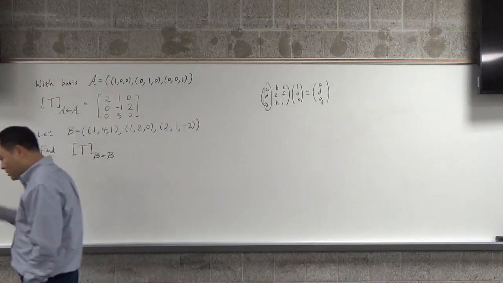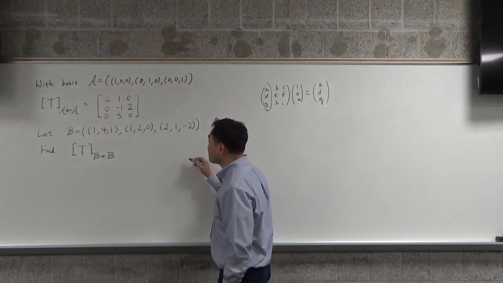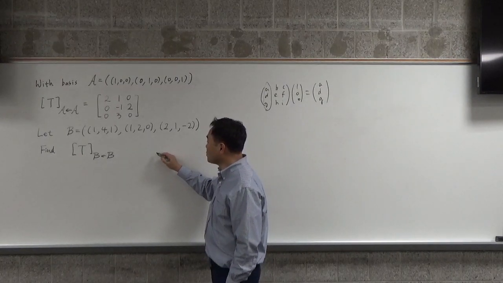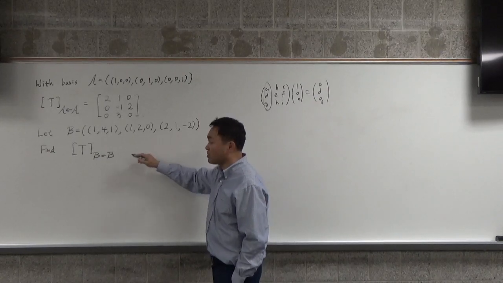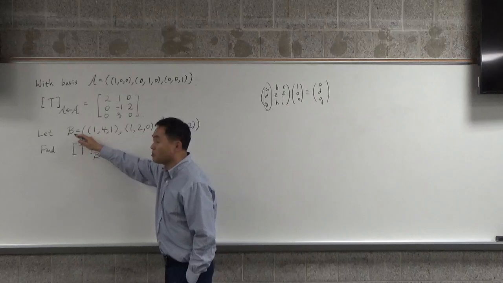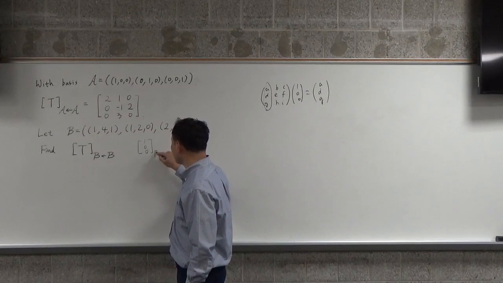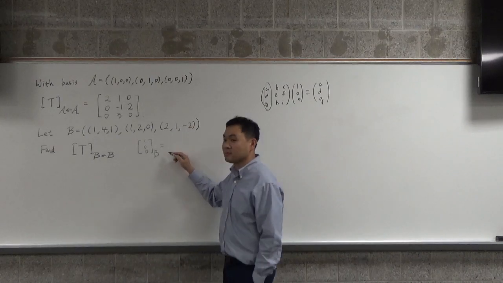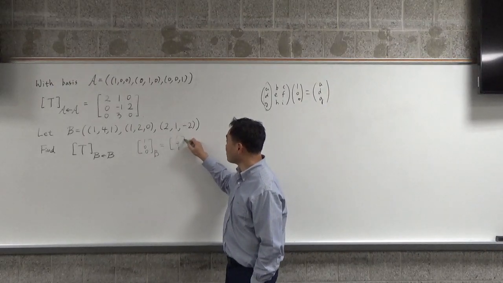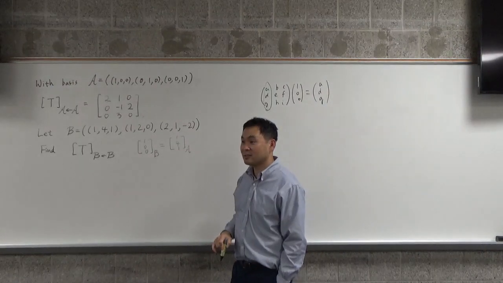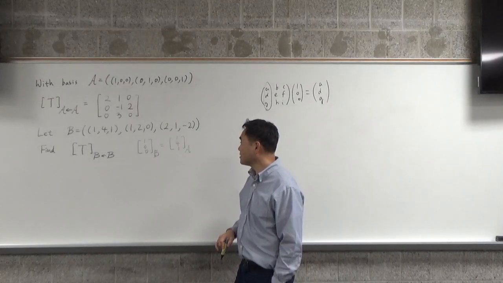So here's how you make use of that fact. First of all, think about what 1, 0, 0 is in terms of this basis B. Right? So what is 1, 0, 0 in terms of basis B? 1, 4, 1 in terms of basis A, right? Is that right?